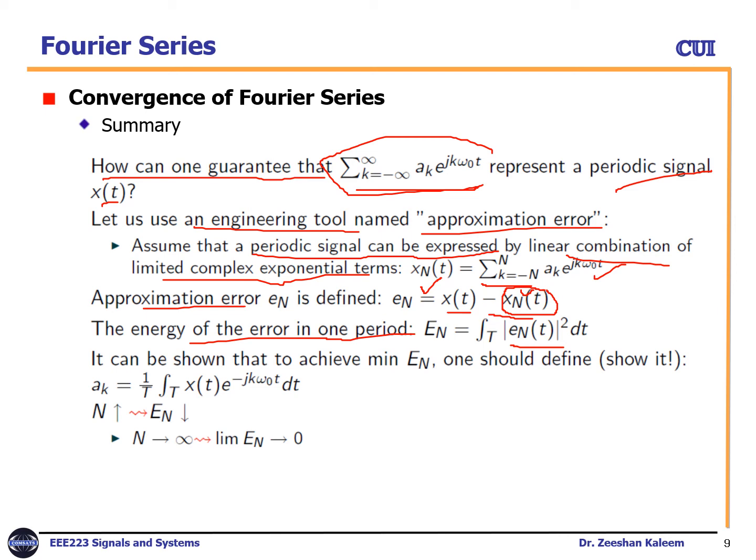It can be shown that to achieve the minimum error energy, one should define a_k in this way, and as N increases, the error energy decreases. We can say that if N approaches infinity, the error energy approaches zero. So this was the concept for the convergence of a Fourier series. If you are increasing N and the error energy is decreasing, it means that the Fourier series is converging.